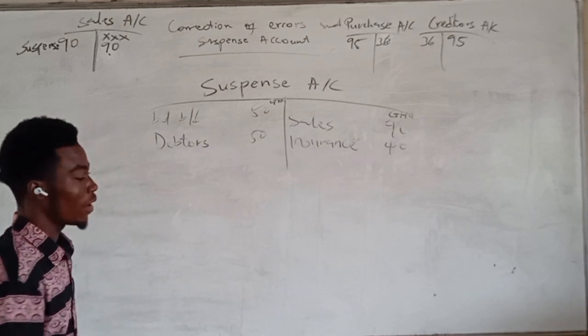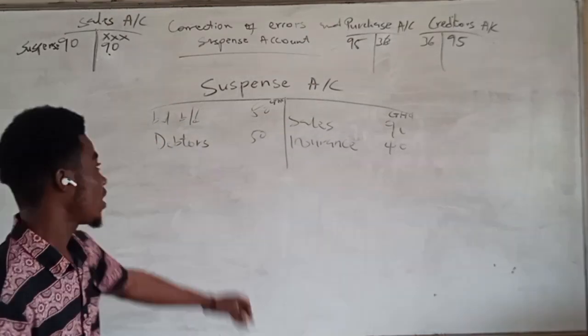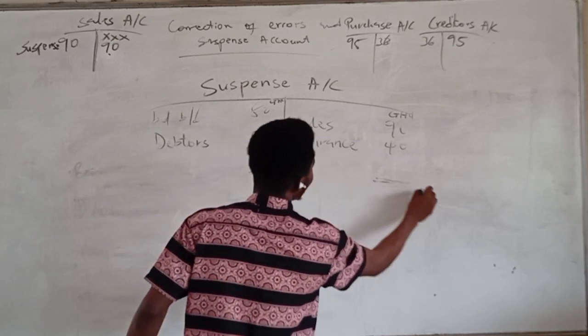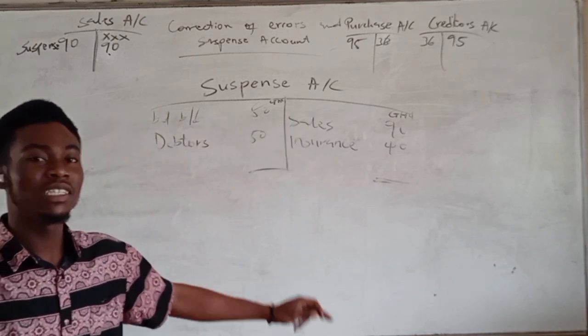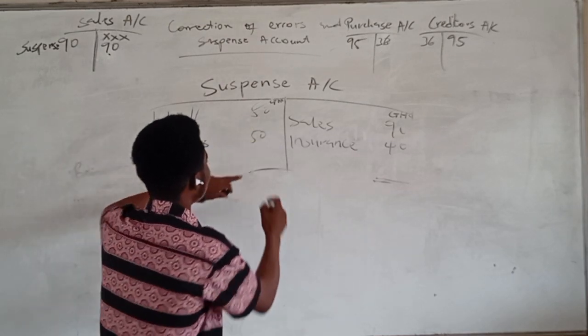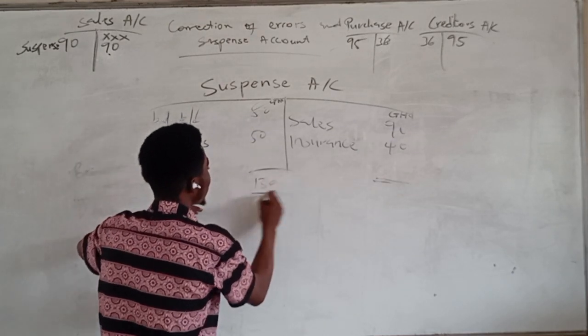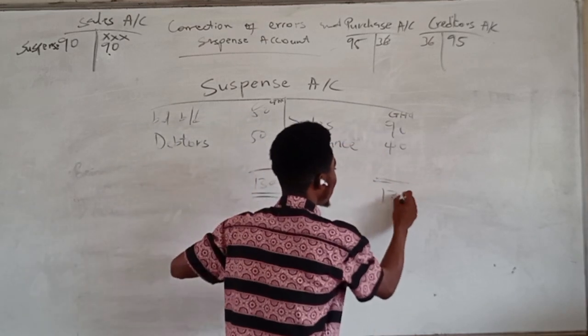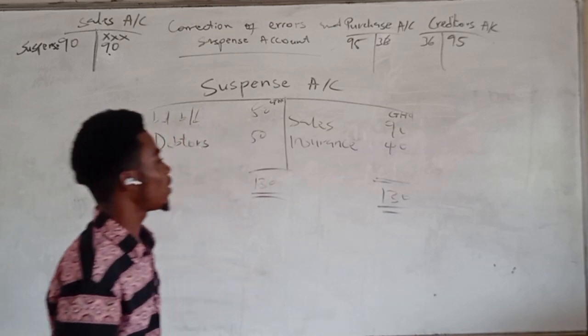Okay, so now we are done. Now let's see if our suspense account is going to agree. If it doesn't agree, meaning what we need to set. So now we have 80 plus 50, which is 130. And then we have 90 plus 40, which is 130. So we are done with the suspense account.